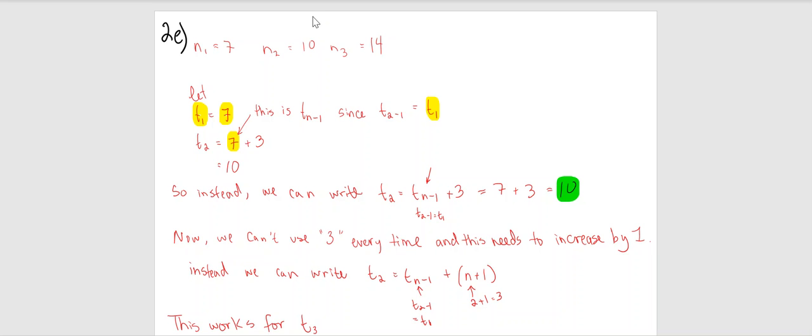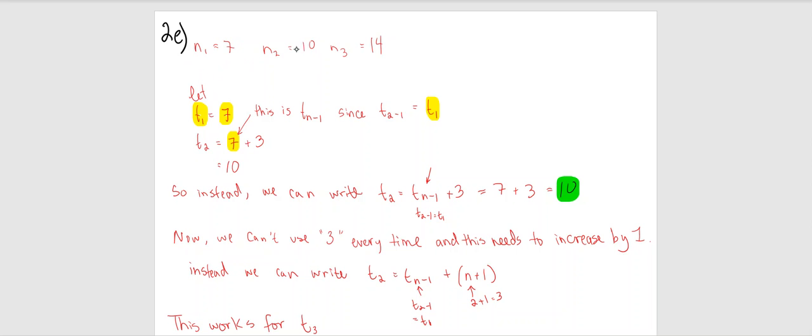Hi, so we're looking at question 2E. The sequence goes 7, 10, 14, and so on. Here we can see that we're adding 3, adding 4, and then adding 5, and so on. So let's let the first one be T1, which is 7. That's our first one.